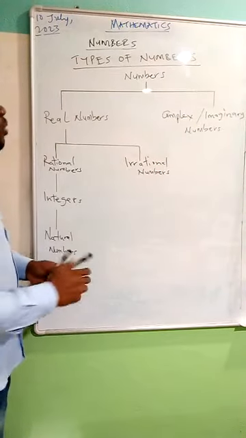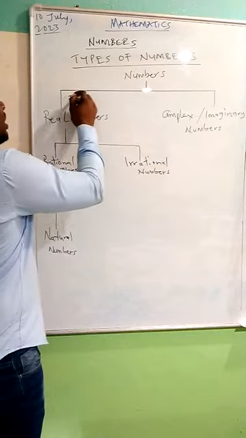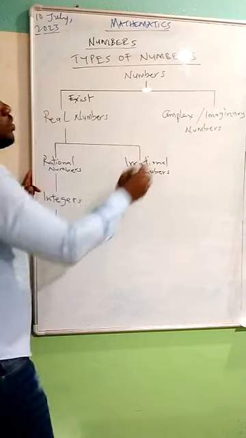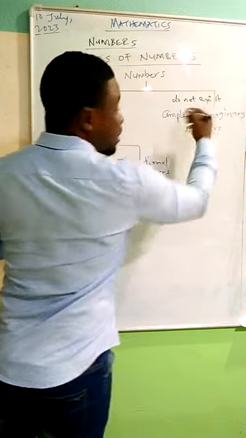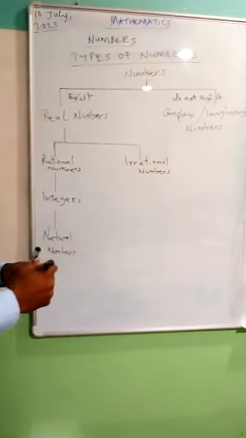Is that okay? Now what makes a number real? The number exists. This one, they do not exist. I will explain what imaginary numbers are with time, right?